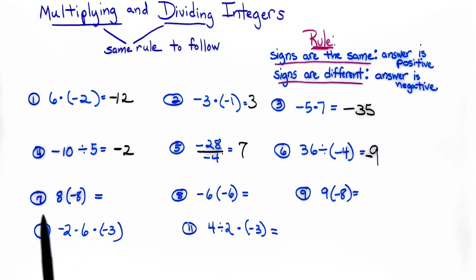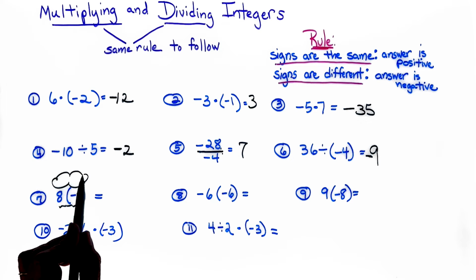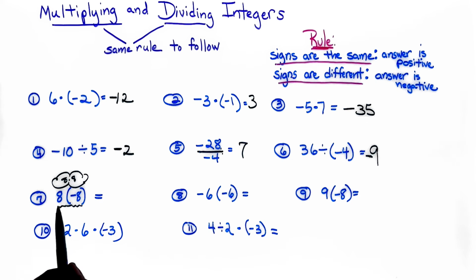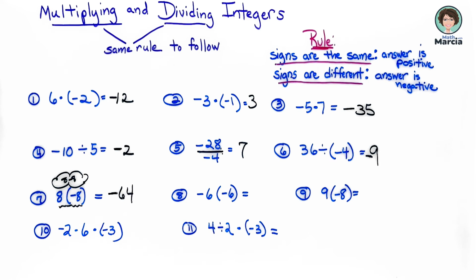So sometimes you may see problems written like this. When you have a number by a parentheses with no other operation present, that means multiply. So when I see something like this, remember, I'm going to be thinking 8 times 8. And we have a negative 8. So one is positive, one is negative. The answer is going to be negative, and it is a negative 64.